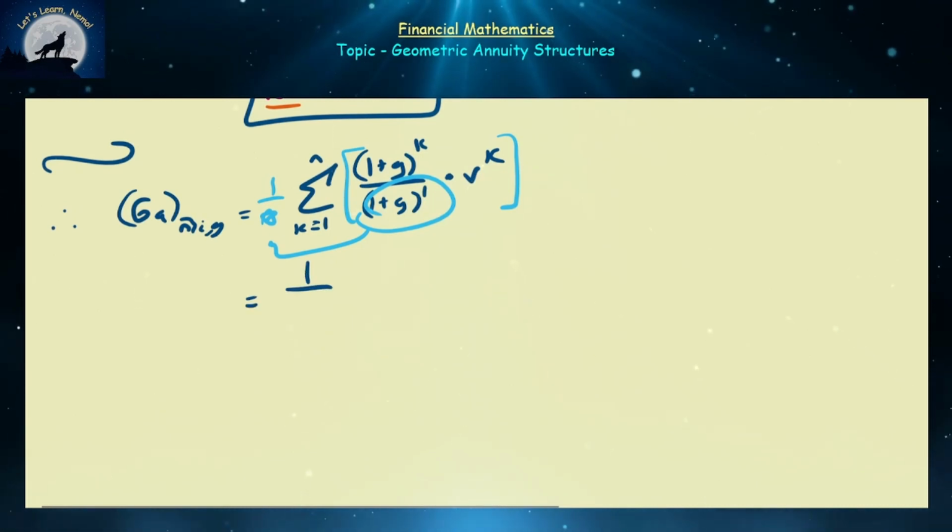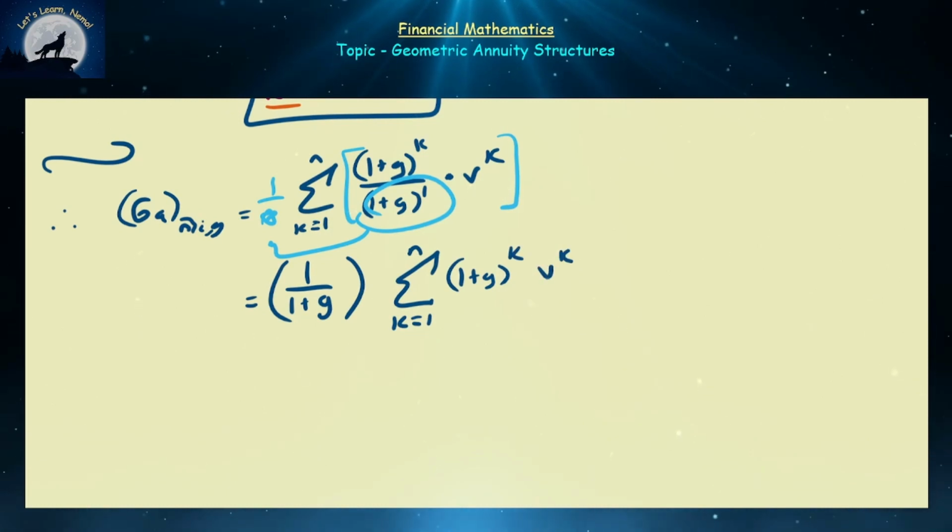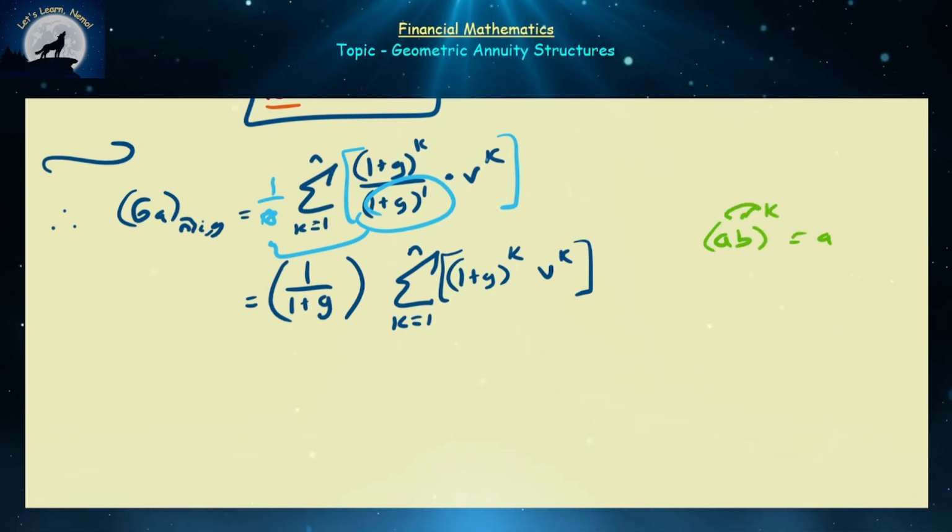So we have 1 over 1 plus g, and you'll realize why this is nice momentarily. So we're going to have the sum from k equals 1 to n of (1 plus g) to the power of k times nu to the power of k. Notice that everything has a k power. If you remember some properties about exponents, exponents distribute nicely over multiplication, so that's just a^k b^k.